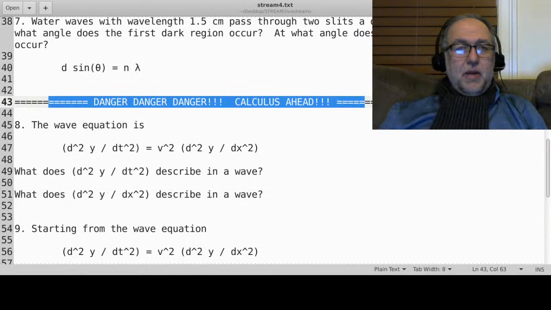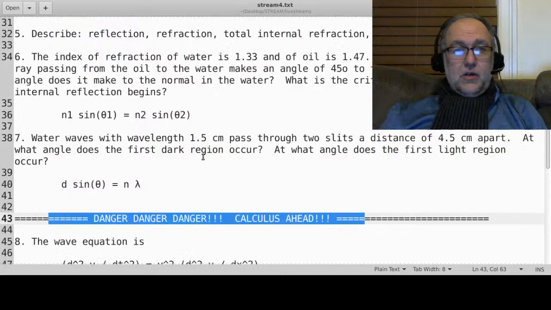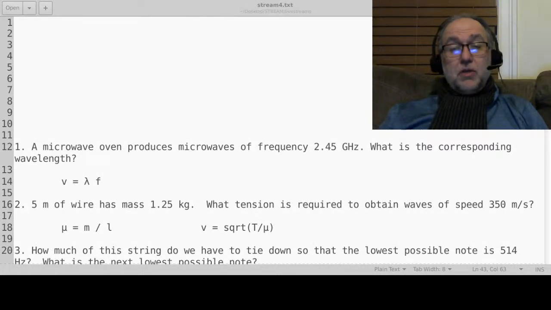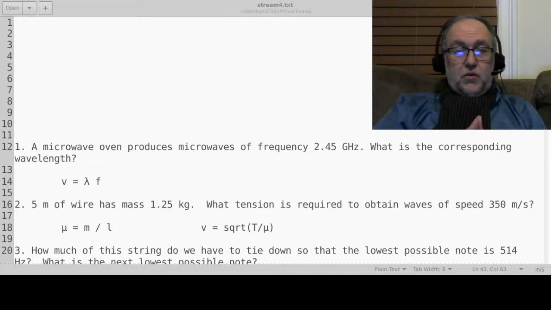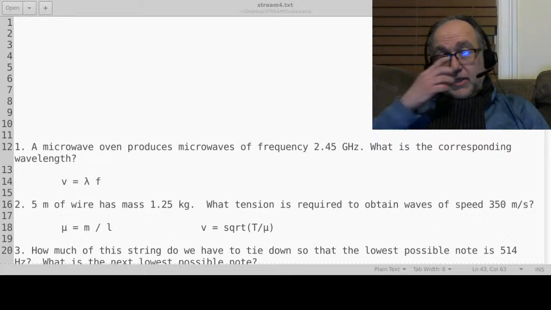And then I have this big danger sign there, okay? Questions 8 and 9 will be just for physics 102, that is for the calc students. When I publish this, I'll put timestamps on it so that if you're a physics 102 student and you want to go directly to that stuff, you can do that. All right, well, let's start.